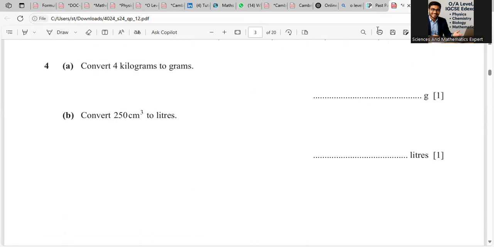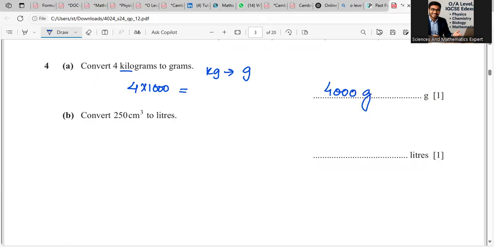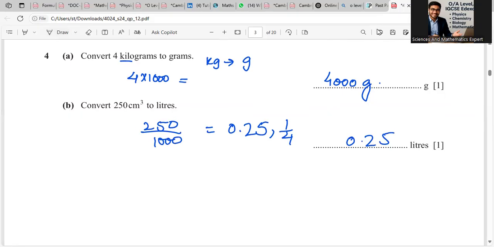Question number 4, convert 4 kilogram into grams. Whenever we want to convert kilogram to gram, we multiply our value by 1000. Then we will get 4000 grams. Convert 250 cm cube into liters. 1 cm cube is 1 milliliter, so I will divide it by 1000. 250 divided by 1000, and I will get 0.25. I can also write it as 1 by 4 liters, or 0.25 liters.